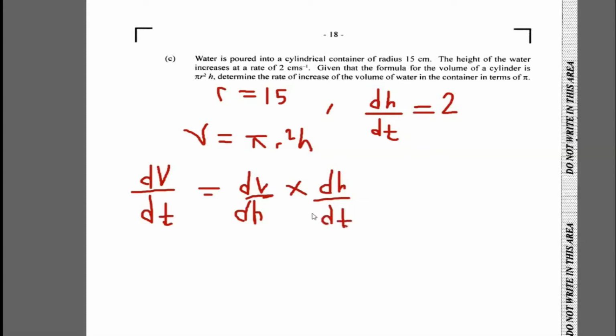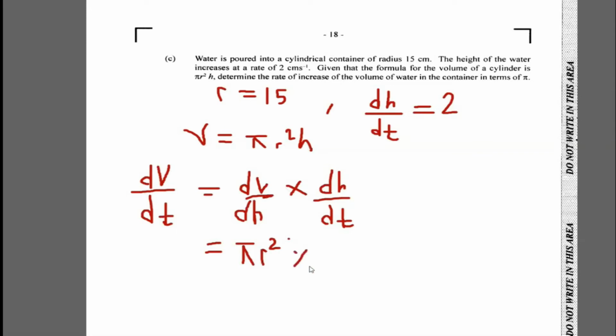Now, dV by dH means to differentiate V in terms of H. So dV by dH, well, differentiate pi r square H, I'll just get pi r square, because think of this as a constant. So when you differentiate pi r square H, dV by dH is pi r square.